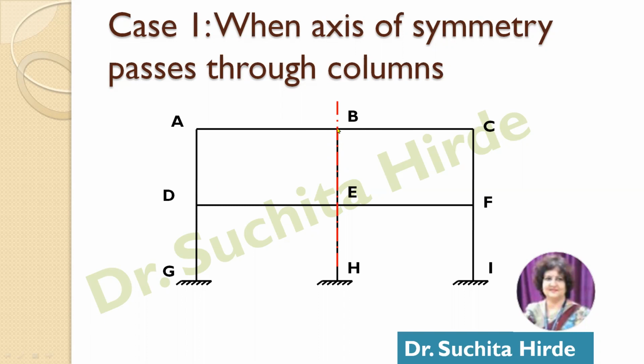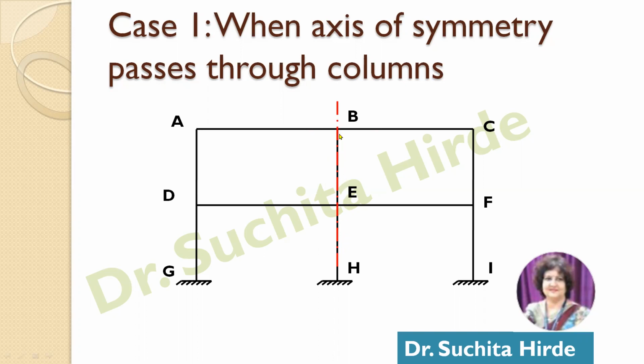So at joint B, due to symmetry, the bending moment in member BE will be 0 because MBA is equal and opposite to MBC. They will cancel each other. So summation of moment will be 0. So there will not be any bending moment in member BE. Similarly, there will not be any bending moment in member EH. Therefore, we can remove these members since there is no bending moment.